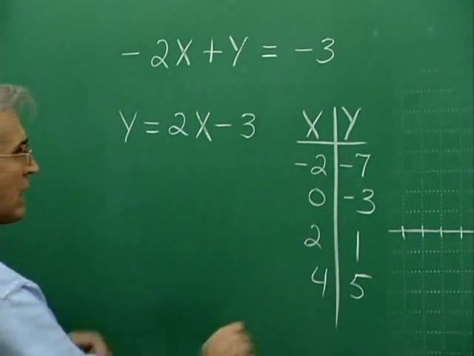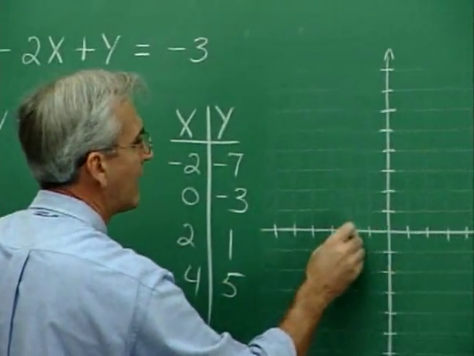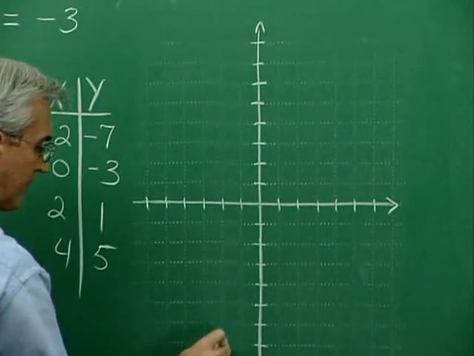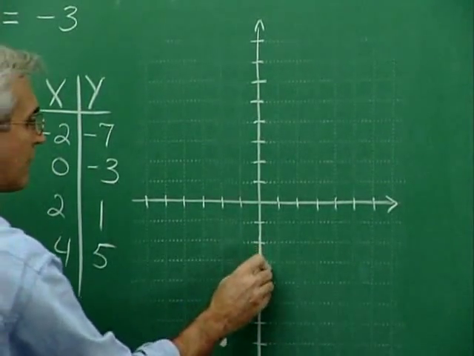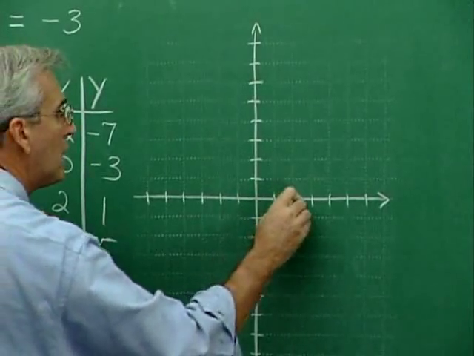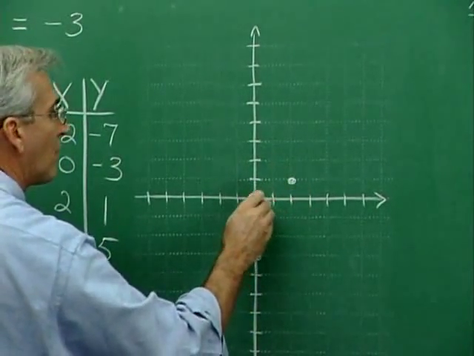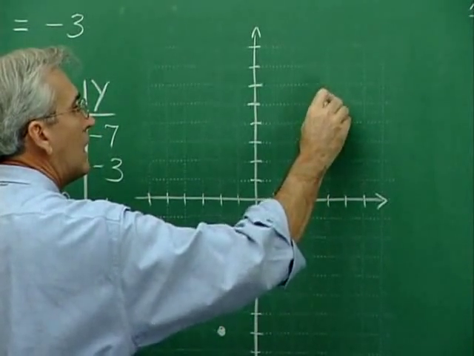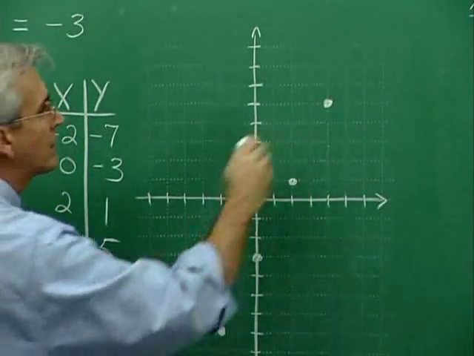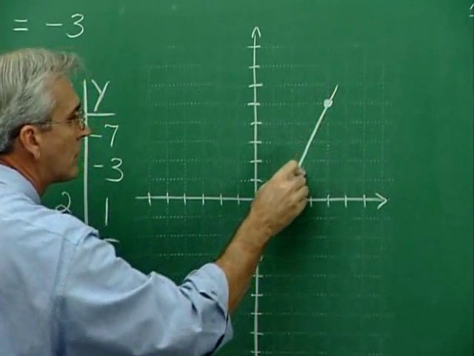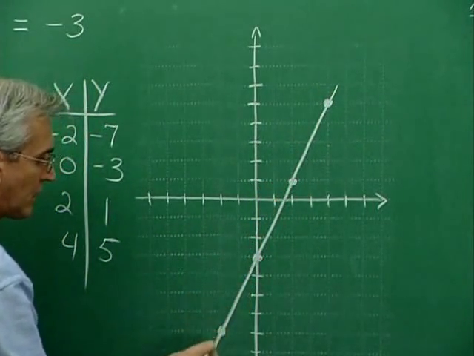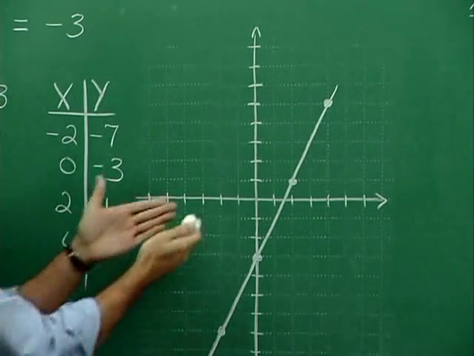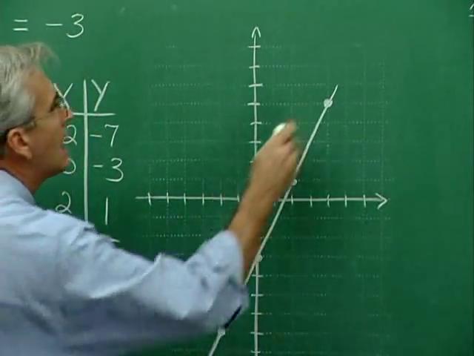Now let's plot these points. The point negative 2, negative 7, that's negative 2, down 1, 2, 3, 4, 5, 6, 7. And 0, negative 3, 2, 1, 4, 5, and the graph contains these points. Notice that the points are collinear. That's always true with a linear equation. The graph will be a straight line. The points on the line then are collinear.